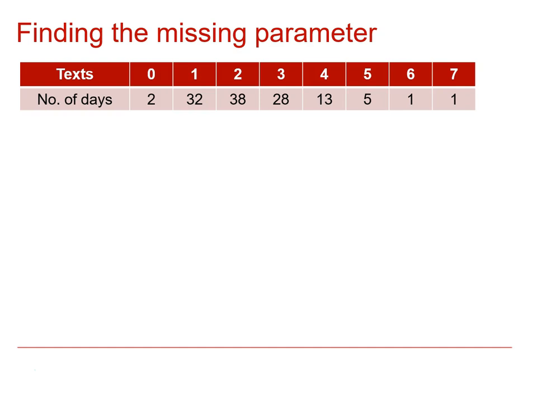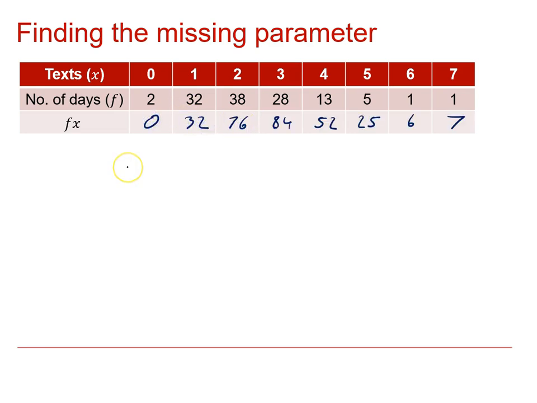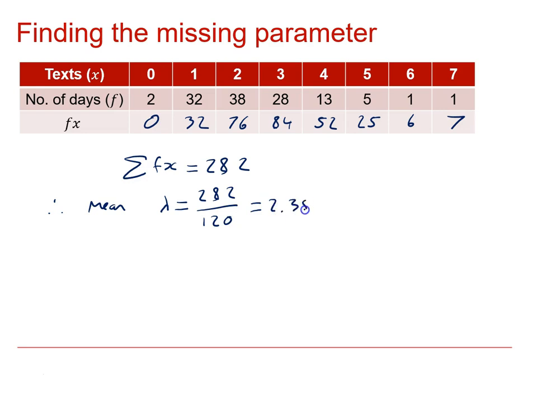So to find lambda, we're going to have to find the mean of the data. So I'll multiply x by the frequency. So 0 times 2 is 0, 1 times 32 is 32, and so on. So the total equals 282, and so therefore the mean, which we remember is our predicted value of lambda, is going to be 282 over 120 days, which is 2.35.